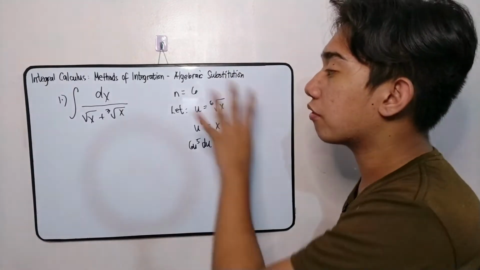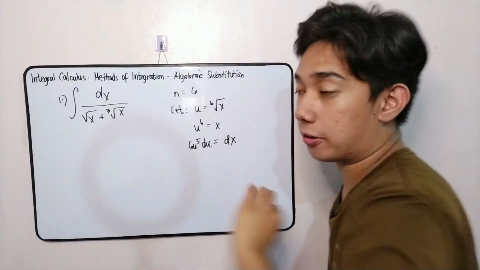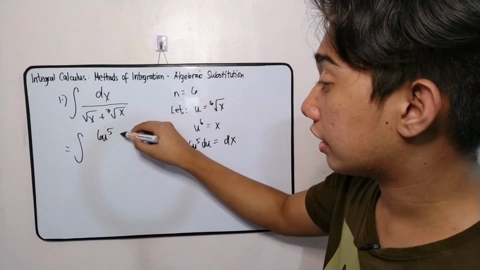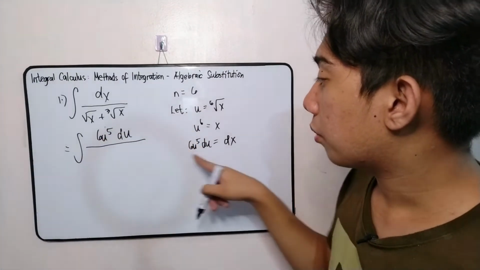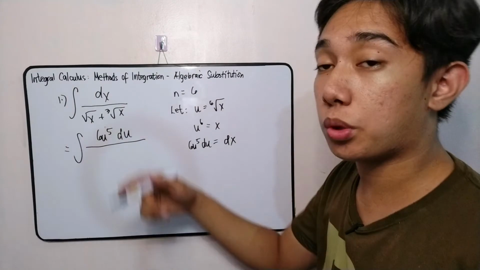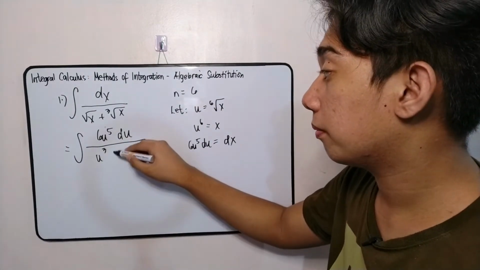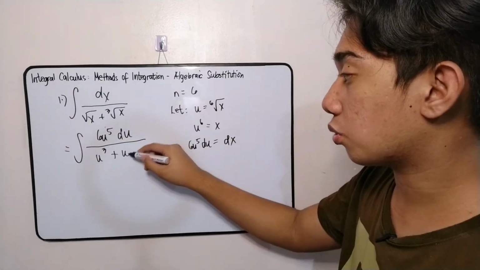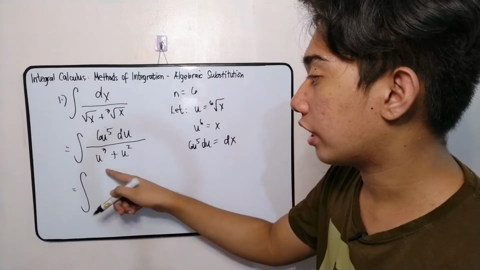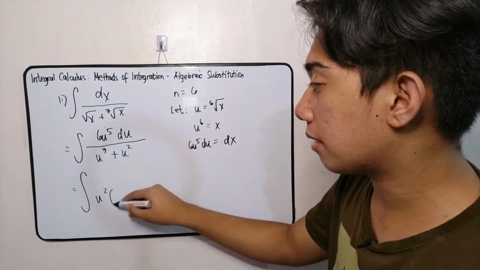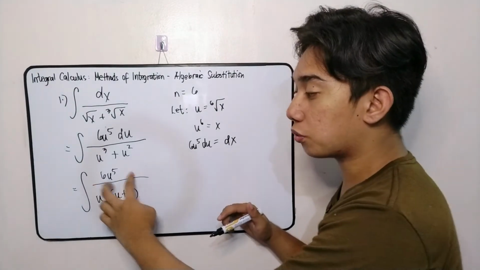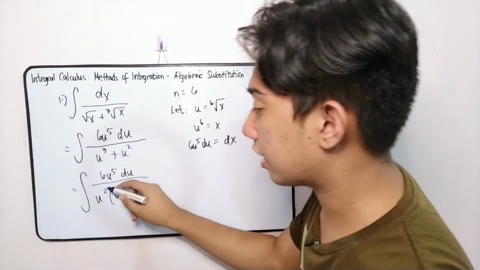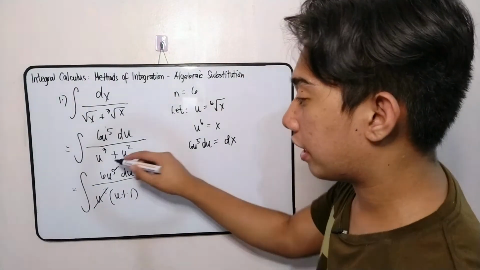So now we have our values here. We need to plug in na lang, okay? So to plug in, the integration of 6u raised to 5 du all over, when we substitute u raised to 6 here, then the square root of u raised to 6 is u cubed. And the other one, if we substitute u raised to 6 in the cube root of x, it is u squared, okay? So now, to get their factors, this is u squared times u plus 1. This is 6u raised to 5 du all over u squared times u plus 1. So we cancel this one. We cancel, and we get u cubed.